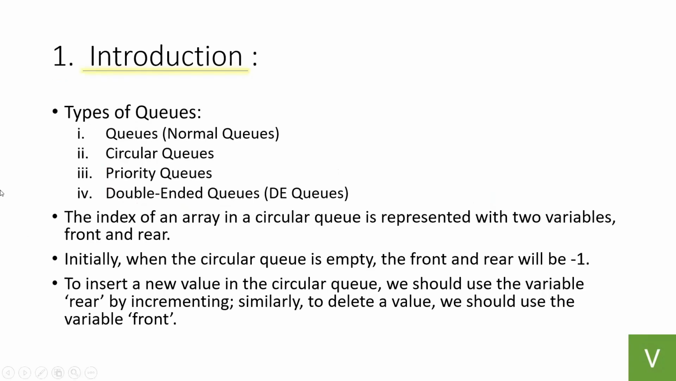There are a total of 4 types of queues: normal queues, circular queues, priority queues, and double-ended queues. Since we are implementing queues using arrays, we will consider two variables, front and rear. Initially, when the circular queue is empty, the front and rear will be -1. While inserting a new value into the circular queue, we increment rear. Similarly, while deleting a value from the circular queue, we increment front.